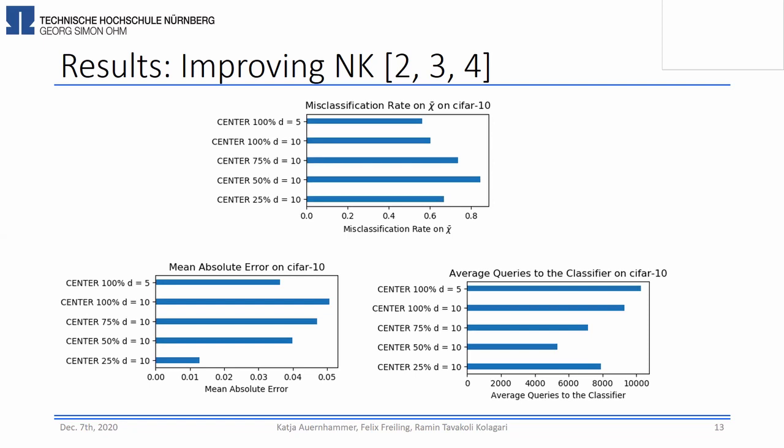They also reduce the number of queries required, especially the center 50% mask. So in general, we can say that improving NK is possible by using masks and optimizing merge drift.